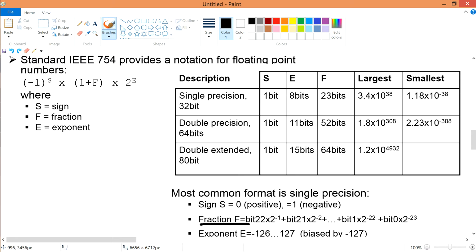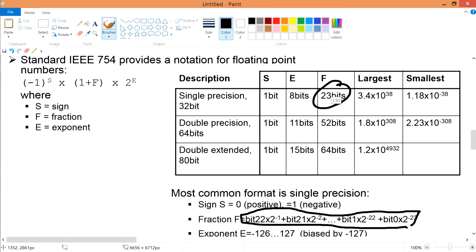So for your fraction part, because your fractions need to be more precise, in other words you need a lot of bits. So it takes in 23 bits, as you can see. So the fraction part is a little bit more tedious. So you can have bit 22 all the way to bit 0. So this whole part over here takes in 23 bits.